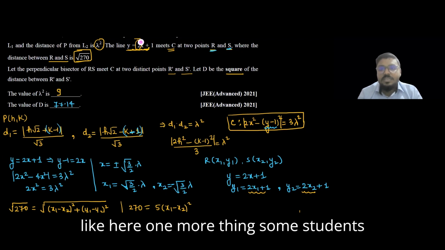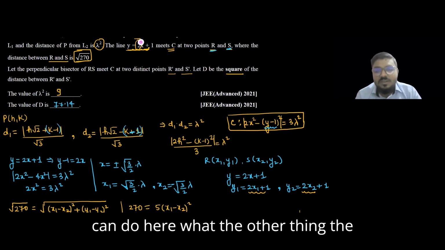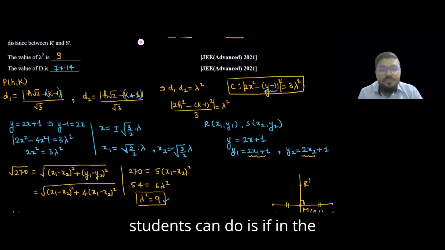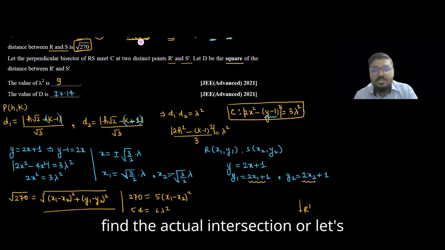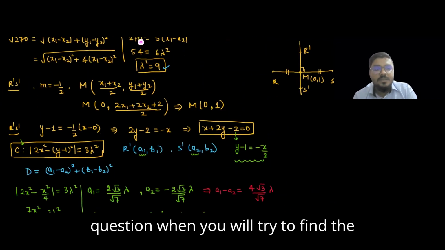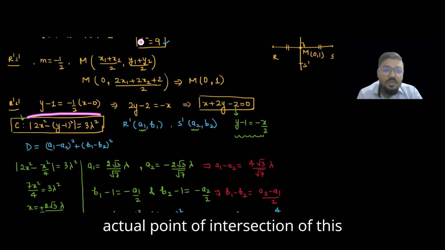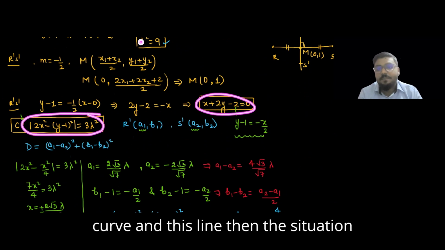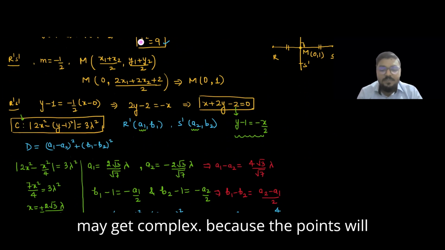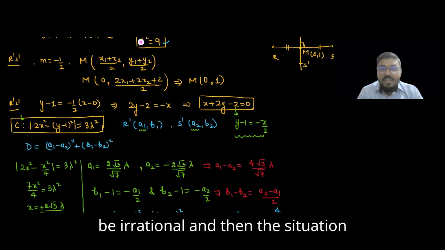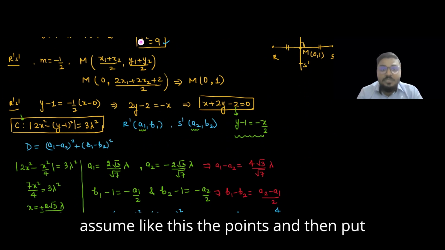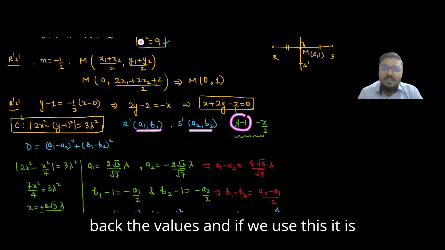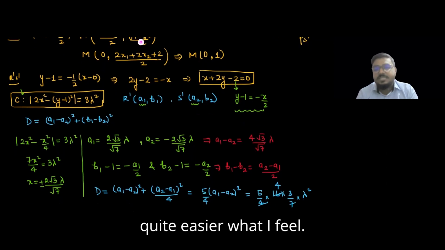Like here, one more thing some students can do here. What the other thing the students can do is, if in the starting we will try to find the actual intersection, or let's suppose in the second part of the question, when you will try to find the actual point of intersection of this curve and this line, then the situation may get complex because the points will be irrational, and then the situation may be quite complex. So if we assume like this the points and then put back the values, it is quite easier, what I feel.